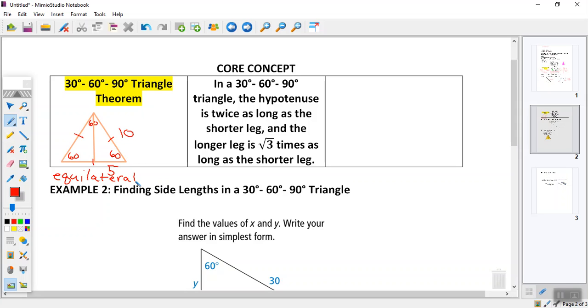This would be 5. And the longer leg is what? Root 3 times as long as the what? So if the short leg down here is what, kids? 5, that means the longer leg would have to be 5 times what?